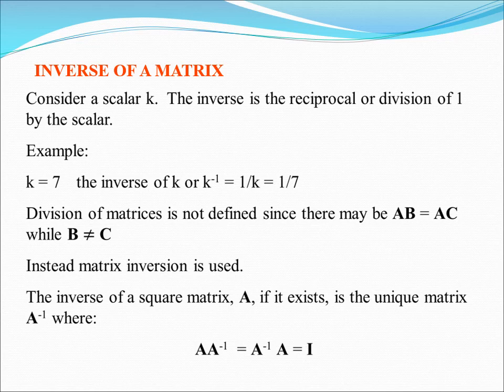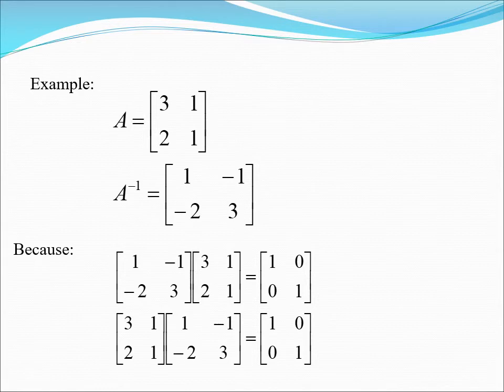So in such cases, matrix inversion is required, and the concept of inverse is that if a square matrix A is multiplied by its inverse, the resultant matrix we get is the identity matrix. From this example, where A is 3, 1, 2, 1 and its inverse is 1, minus 1, minus 2, 3, we get the resultant matrix as the identity matrix, whether we multiply A with A inverse or A inverse with A.